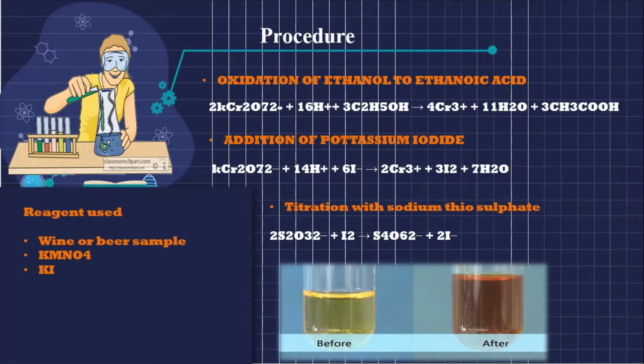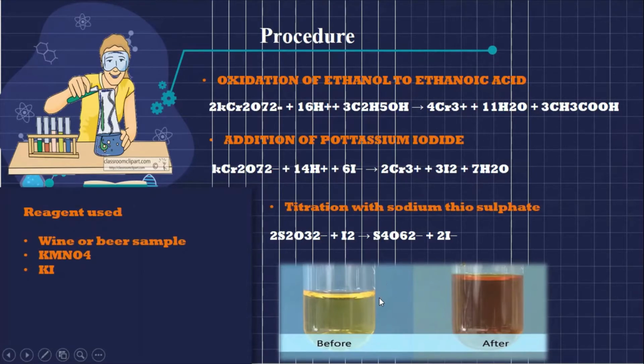First of all, an excess of potassium dichromate is used to oxidize ethanol into ethanoic acid. The amount of unreacted dichromate is then determined by adding potassium iodide solution, which is also oxidized by the potassium dichromate, forming iodine. The iodine is then titrated with a standard solution of sodium thiosulfate, and the titration results are used to calculate the ethanol content of the original solution.